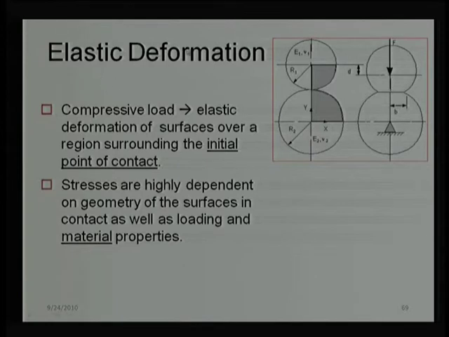What is the meaning of this elastic deformation? We say that under compressive load, surfaces will be subjected to elastic deformation over a very narrow region, particularly near the initial point of contact. What I am trying to convey here is that there is one sphere here and one sphere here, and E1 is Young's modulus of sphere 1, nu 1 is Poisson ratio of sphere 1, and R1 is the radius of sphere 1. Same parameters for sphere 2: E2, nu 2 and R2.